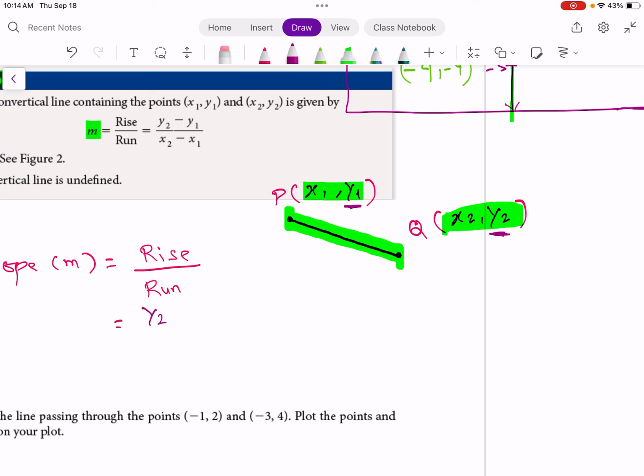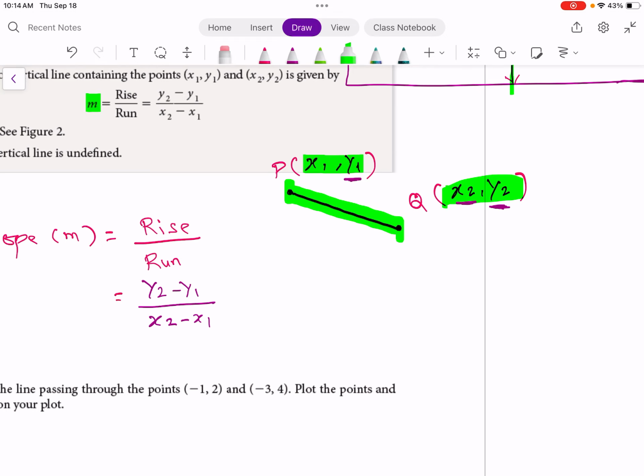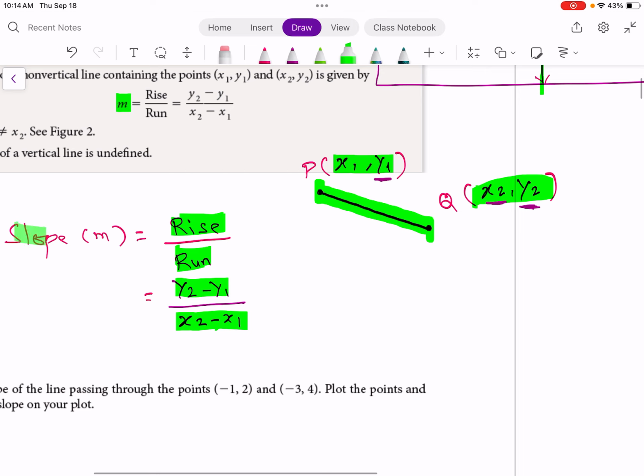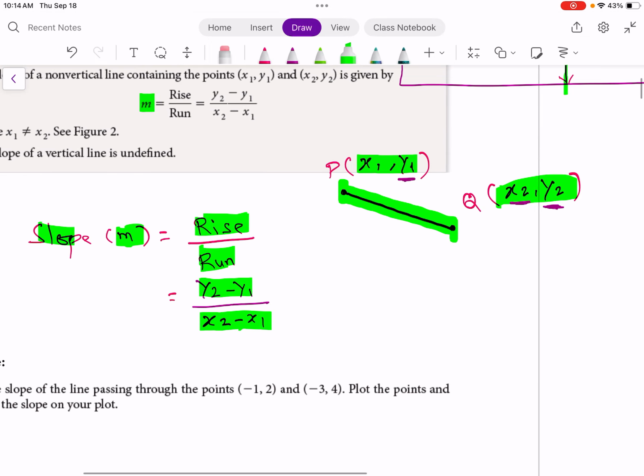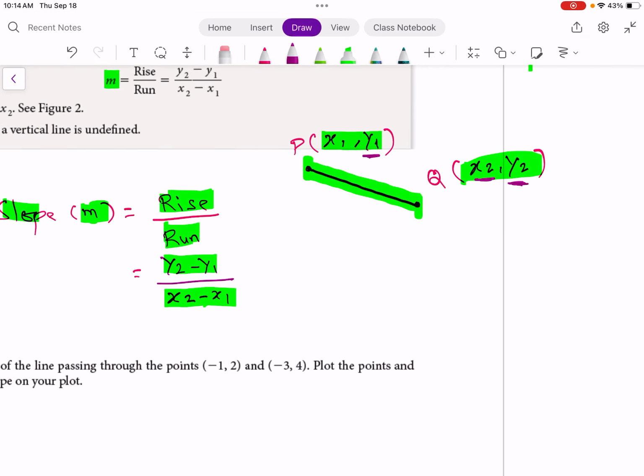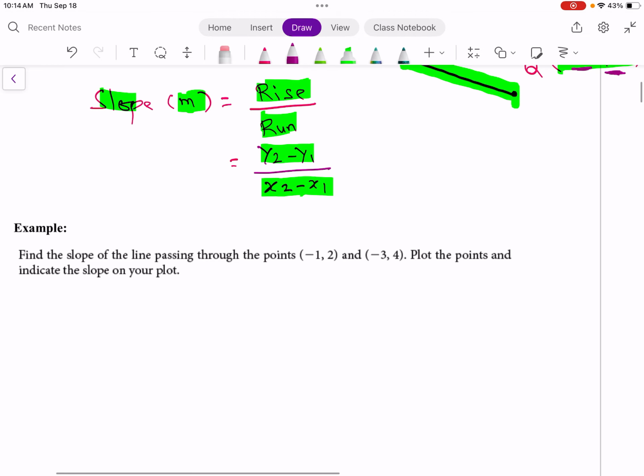So y2 minus y1 is the rise, and run is the difference of the x coordinates, x2 minus x1. So the difference of y coordinates is the rise and the difference of x coordinates is the run, and this rise over run is the slope of a line. We use m to represent this slope. Now let's take an example here.